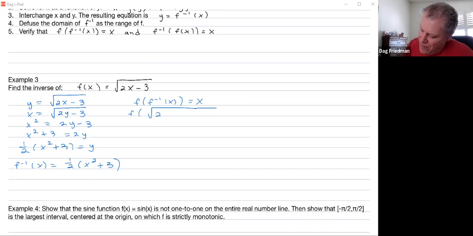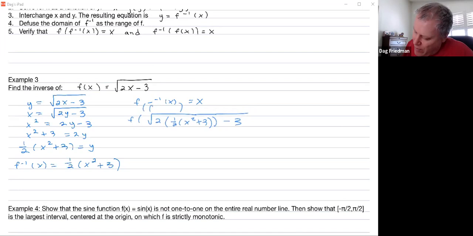What is x? x is 1/2 x squared plus 3, minus 3. Let's see if I did that right. I'm just going to double check myself here. Actually, if you don't mind, I'm going to show one extra step here because I usually do show this step. So give me just a sec.